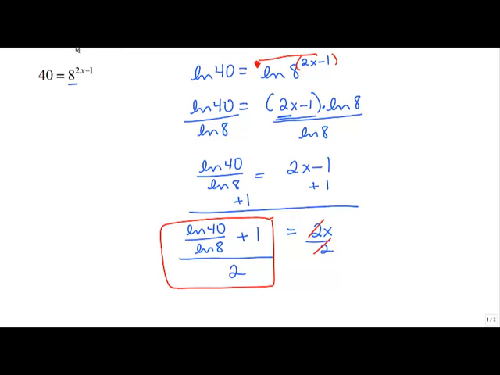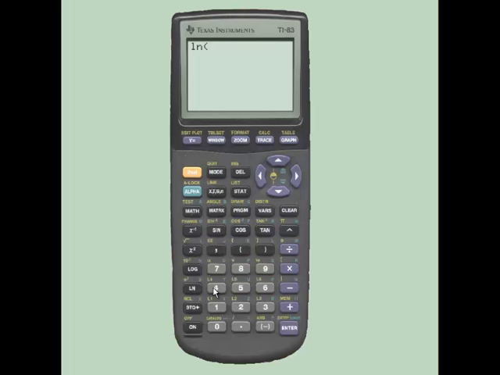And now we'll use the calculator to get a decimal approximation. I go ahead and punch enter or equals and then divide by 2.